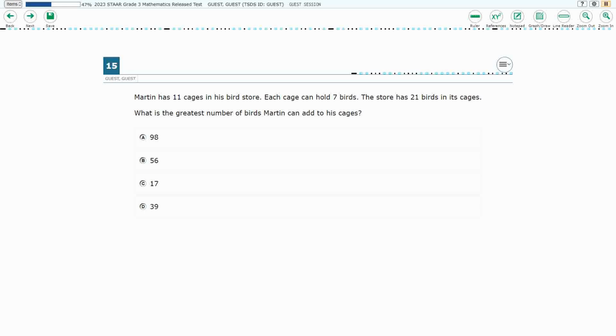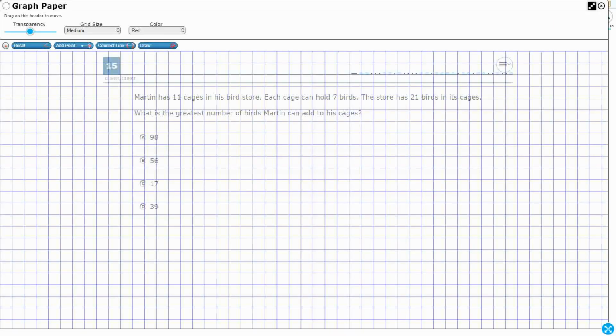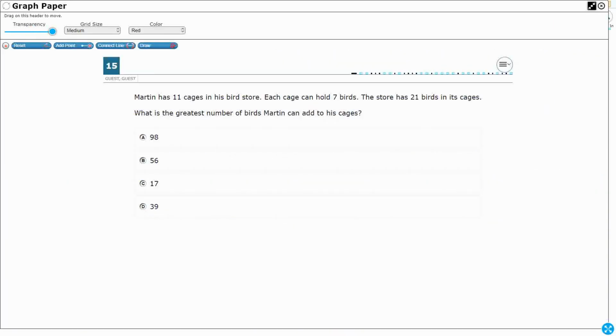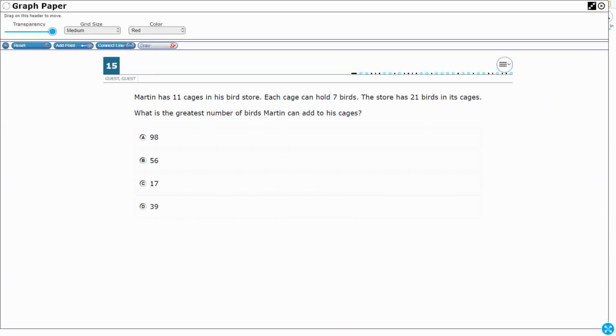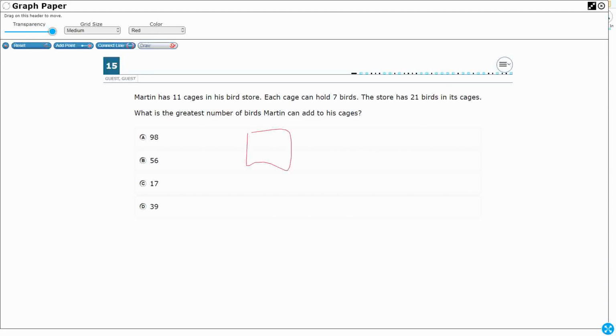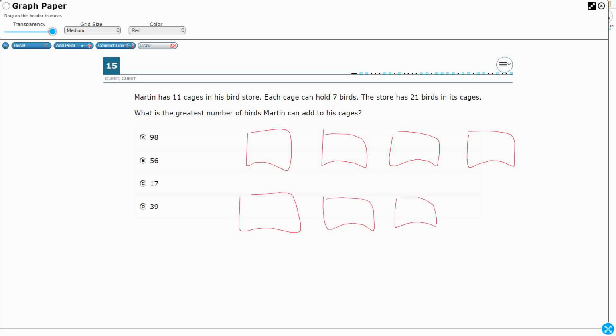So let's do this. Let's draw some cages. How many cages do I have? I've got 11 cages. So I'm just going to draw 2 rows of 4. That gets me 8. And then I've got 1 row of 3. There's my 11 cages, right?